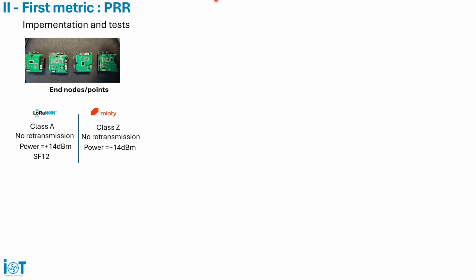So in this test, LoRaWAN and mioty are in uplink mode, meaning class A for LoRaWAN and class Z for mioty. There is no retransmission. They both use the same transmission power, 14 dBm, and for LoRaWAN we used spreading factor 12 because it's considered the best performance spreading factor. It also risks more energy consumption, but we are now just talking about the packet reception rate, so we were not calculating the energy consumption here. The end devices send data every 10 minutes with a packet payload of 10 bytes.